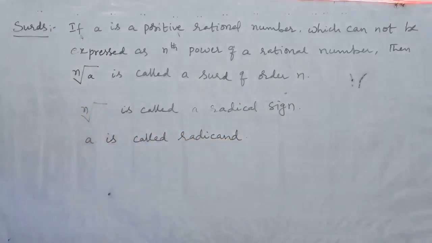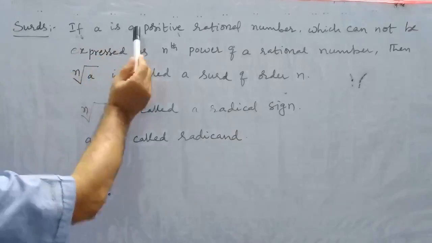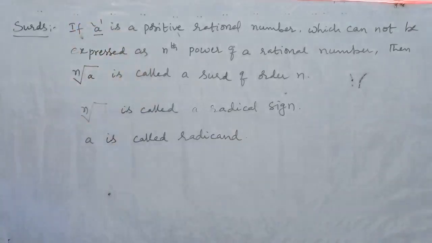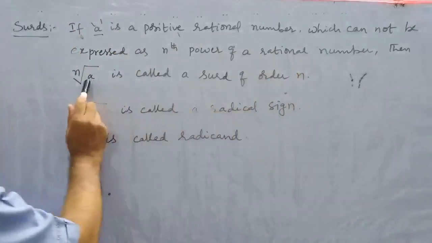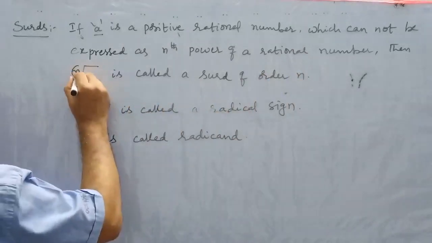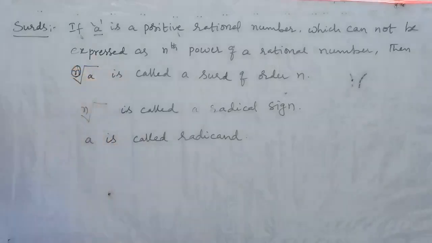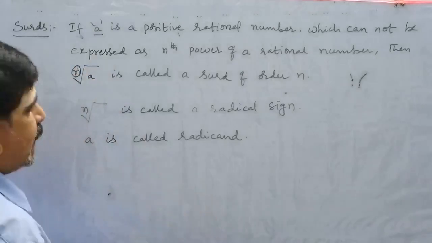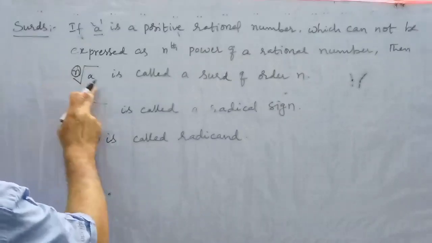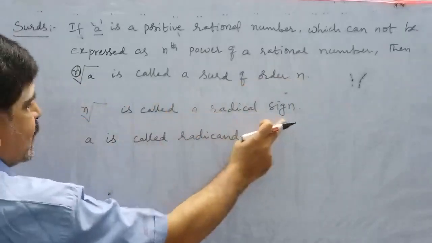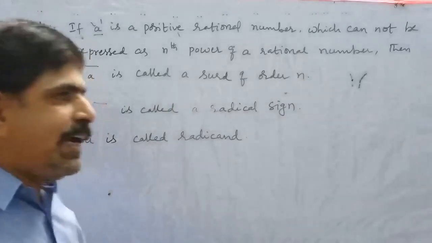Okay, if a is a positive rational number which cannot be expressed as the nth power of any rational number, then nth root a is called a surd of order n. So here this n represents the order of the surd. Okay, order means is it first order or second order, third order, fourth order or nth order? Okay, nth order surd. So nth root a is called a surd of order n. Then nth root is called a radical sign and a is called a radicand. Okay.